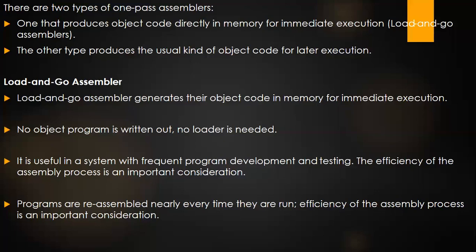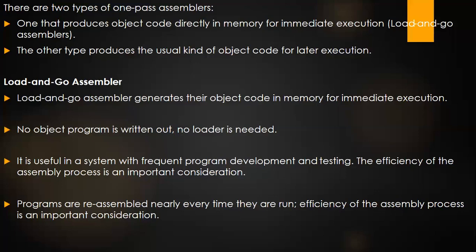For what purpose are we doing such a step? We'll be discussing that. The other type produces the usual kind of object code for later execution. This is the usual procedure: the assembler generates the object code, finally it is placed in the main memory, and later from there it is executed. So there is one small difference between these two. What is the difference? We'll observe that.